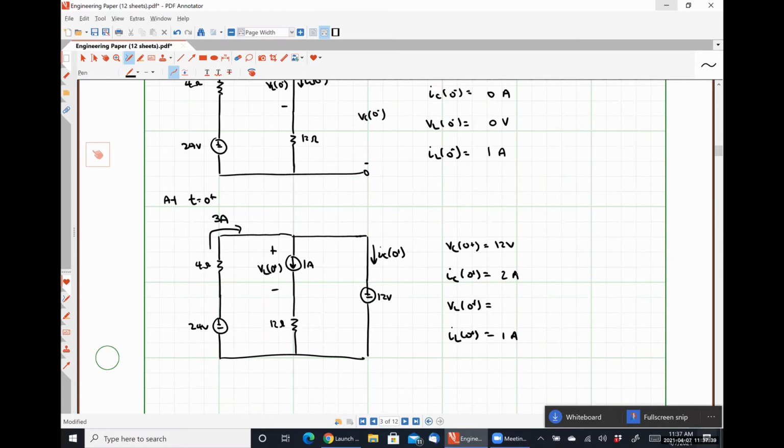Mesh was too much work. Far, far too much work. Okay. How do we get VL at 0 plus? That is incorrect. Do Kirchhoff's voltage law around the right-hand loop. Tell me what turns out.